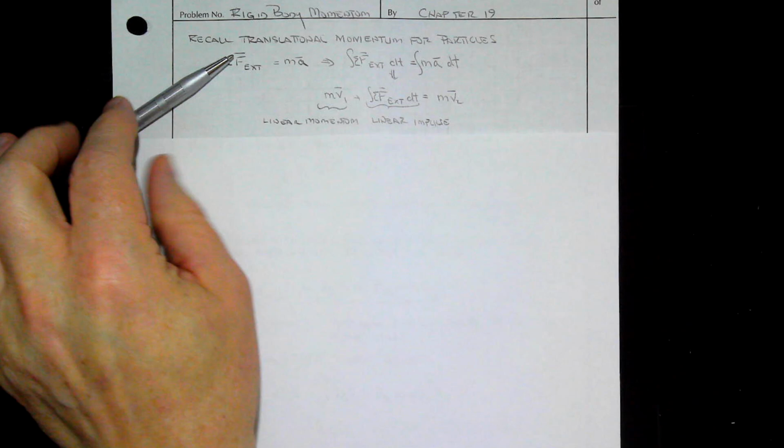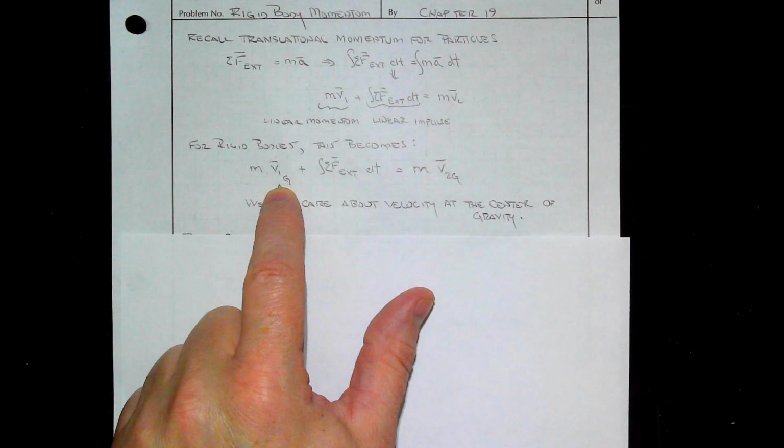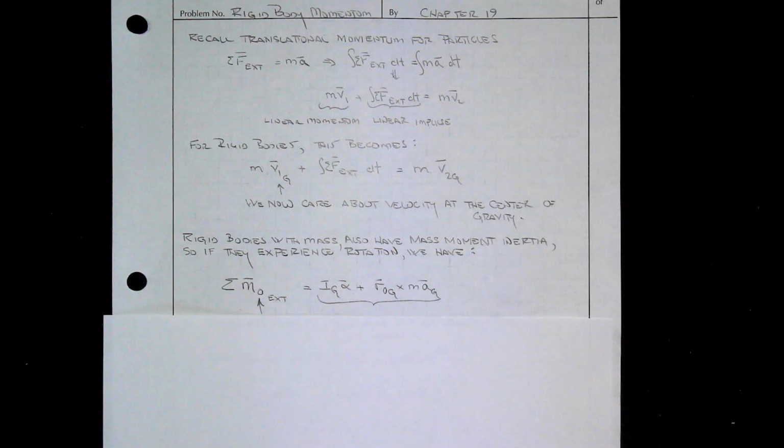Okay, we're going to start our last chapter, Rigid Body Momentum. It's chapter 19 in your text. I want you to recall traditional momentum for particles, which we've seen before. What we did is we took Newton's law, integrated it, and that brought out the following equation. We said mv1 was a linear momentum term, and this integral of the force was called impulse, leading to mv2. Going to rigid bodies, this just adjusts in a very logical way.